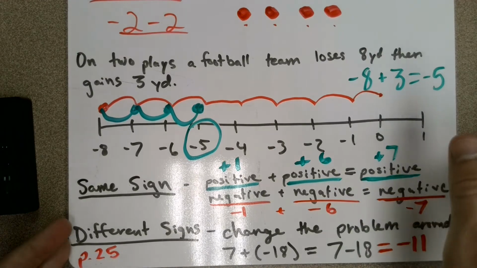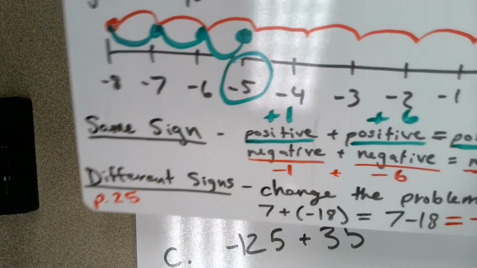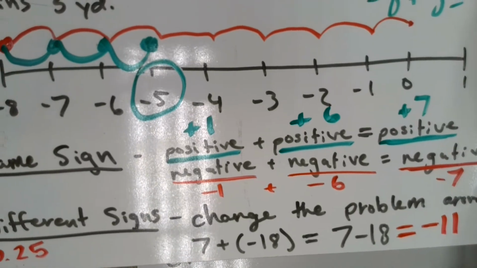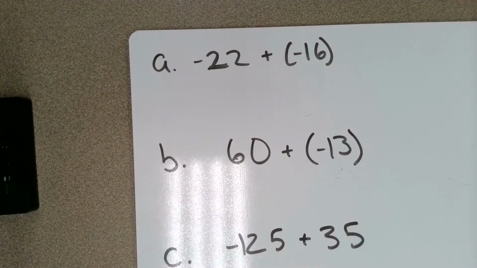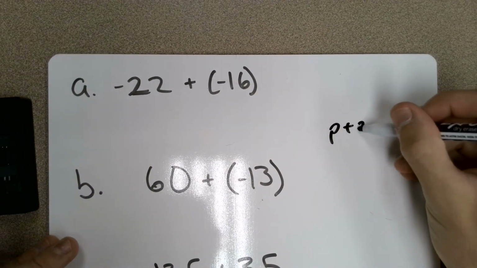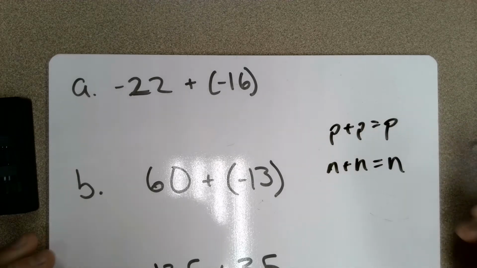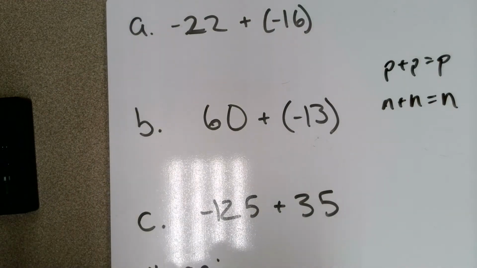I got some more problems for us. I'm going to switch out my whiteboards here, bringing in our practice problems. We need some chances to try that. All right, so I remember saying same sign. Here it is, same sign. Positive plus positive equals positive. Negative plus negative equals negative. I'm going to write myself a little reminder of that up in this corner. P plus P equals P. N plus N equals N. We'll come back to that.